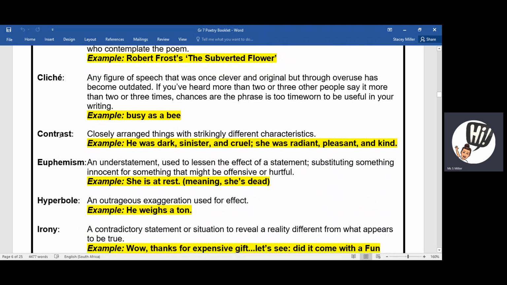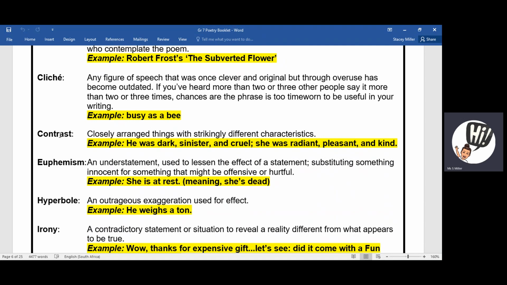Right, let's highlight the next one. Cliche. We've all heard of cliches, yes? There's nothing more irritating than when you write a poem and you use a cliche. A cliche is any phrase that has been overused. So it says any figure of speech that once was very clever and original, but through overuse has become outdated. Highlight the word overuse. So it's words that become very common and used too much, and then it loses its meaning. So if you've heard more than 2 or 3 other people say it more than 2 or 3 times, chances are that the phrase is time worn. It's boring, it's old, don't use it.